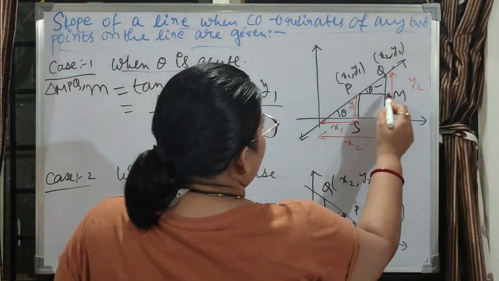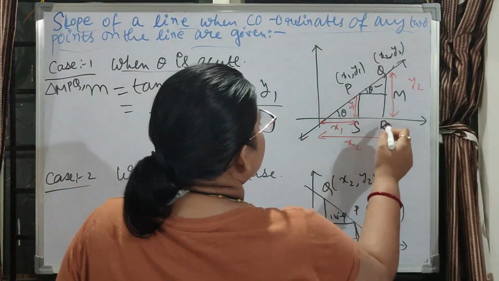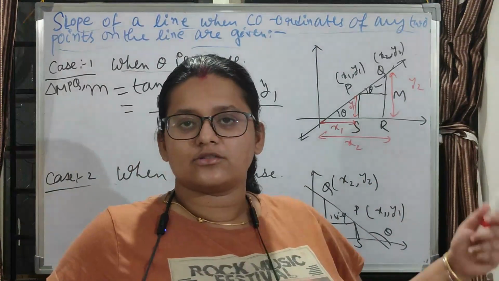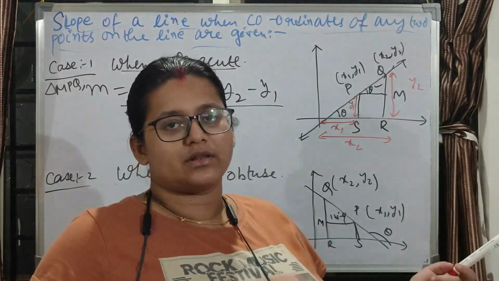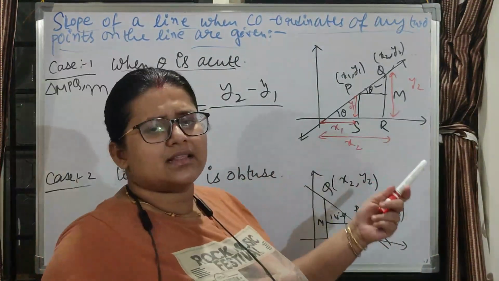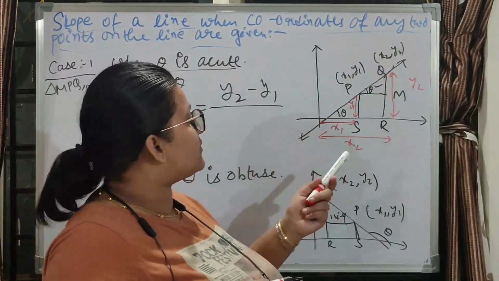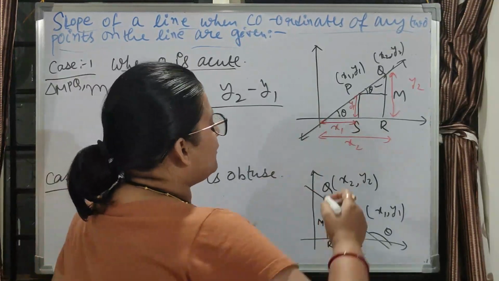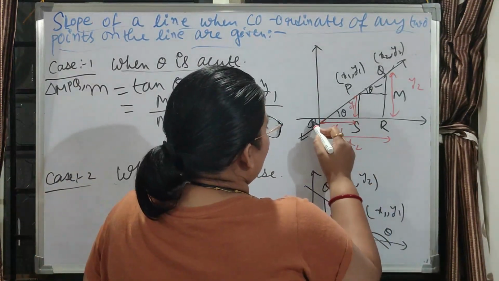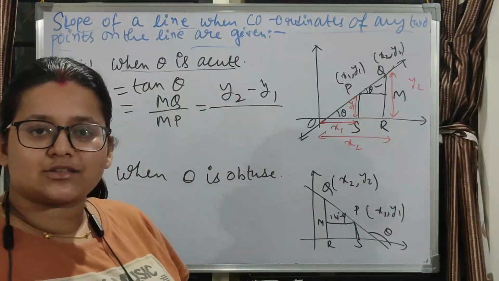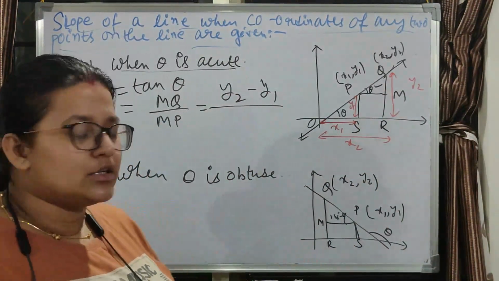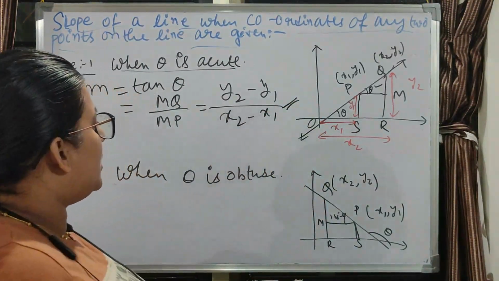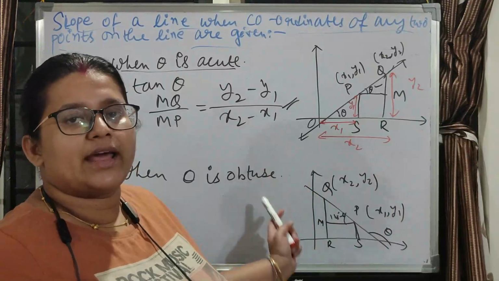Similarly here PM, that is MP, is parallel with SR and it is forming one square kind thing. So both opposite sides will be equal. If it is a rectangle, then also no issue. Opposite sides will be equal, so our MP is equal to SR. And we know from here SR will be OR minus OS. OR is X2, OS is X1. So here X2 minus X1. So we got our formula. Here is the proof for an acute angle.